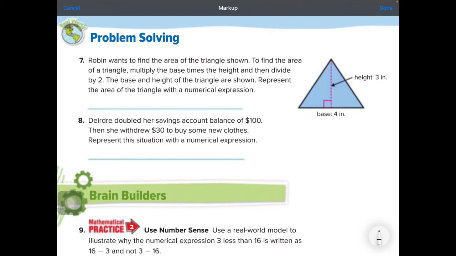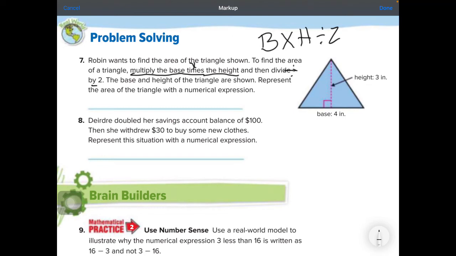Number 7. Robin wants to find the area of the triangle shown. To find the area of a triangle, multiply the base times the height. So we do base times the height. And then we divide by 2.